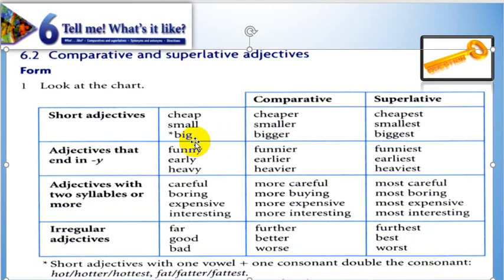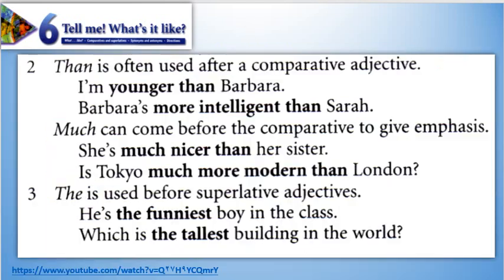We said we have a note about big, why we doubled the last letter. Short adjectives with one vowel plus one consonant. Adjectives اللي مقطع واحد بيها صوت علة وصوت صحيح, we double the consonant, okay? We double the consonant. Hot, hotter, hottest. Fat, fatter, fattest. Big, bigger, biggest, okay? أضاعف الحرف الأخير أو الصوت الصحيح. Okay, and this you have to learn by heart.